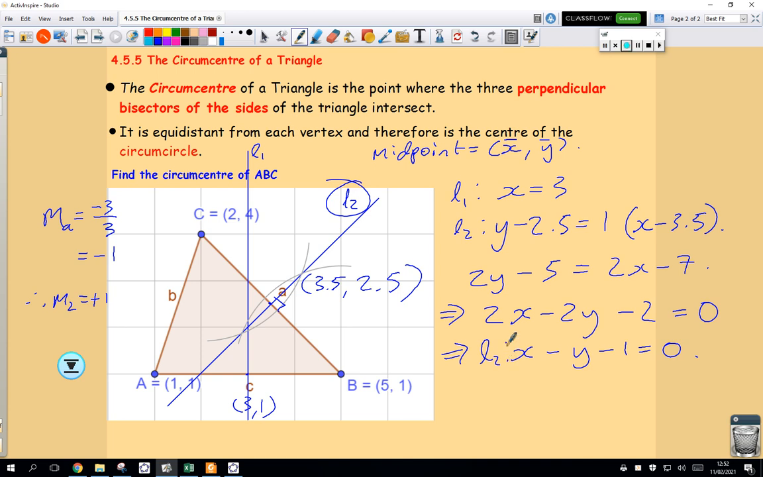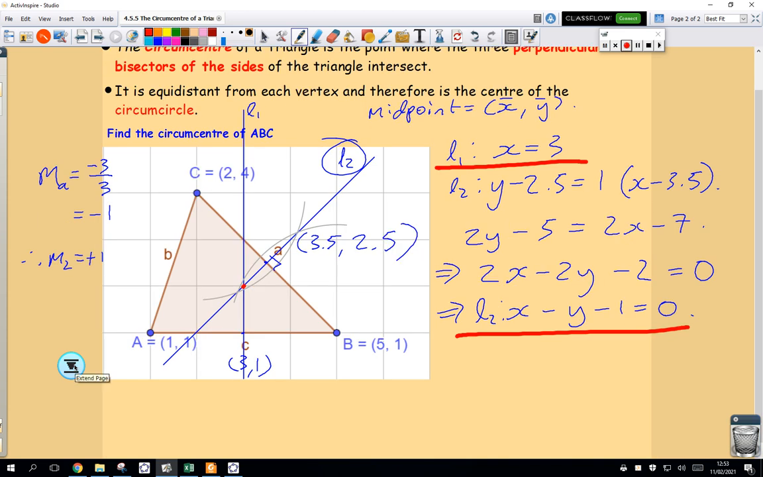Okay? So where is the circumcentre? Well, the circumcentre is going to be the point of intersection of these two lines in here. How do we find the point of intersection of two lines? This line and this line. Well, we find the point of intersection of two lines by finding values of x and y that satisfy the equation of both lines simultaneously.